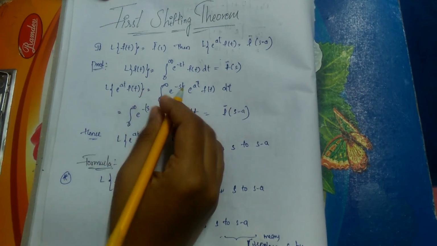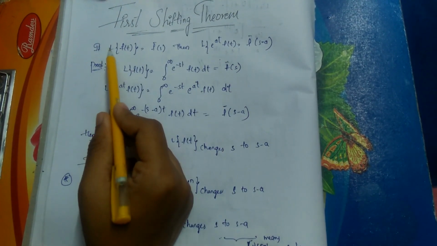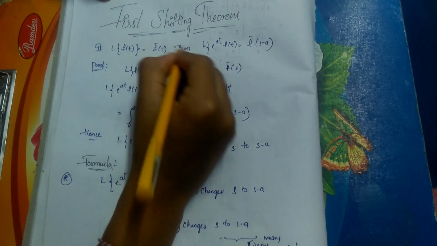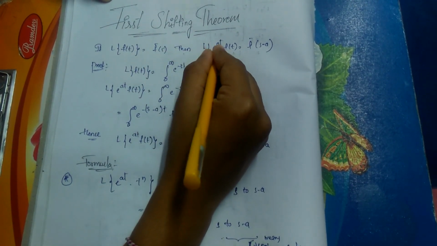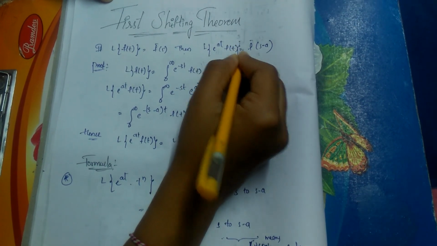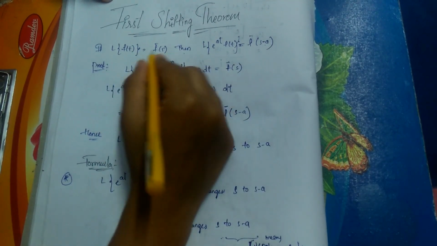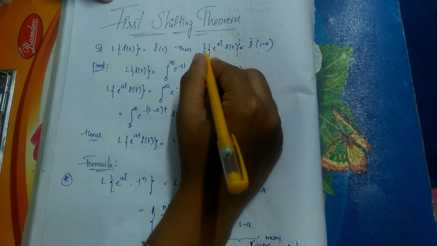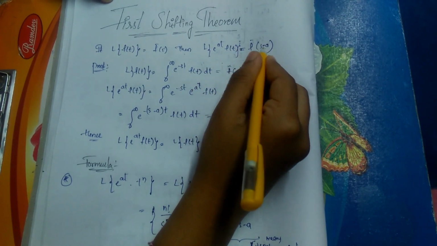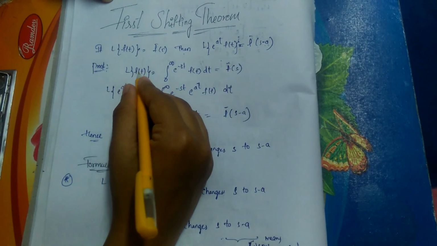Here is one more important topic, that is the first shifting theorem. It states that if the Laplace transform of f(t) is equal to F bar of s, then the Laplace transform of e^(at) into f(t) is equal to F bar of (s minus a). So when we find the Laplace transform of e^(at) into f(t), we get F bar of (s minus a), which is nothing but the Laplace transform of f(t) with s shifted.